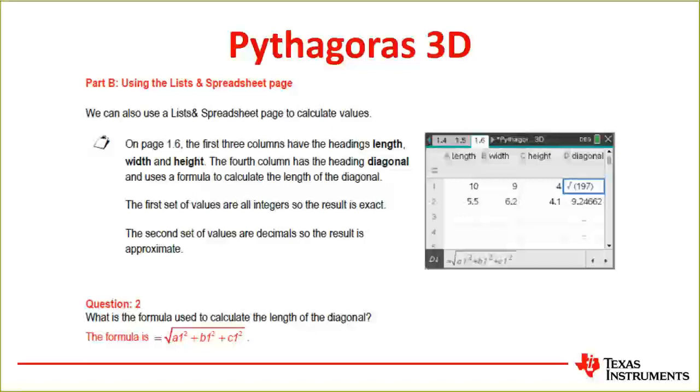Note also in that spreadsheet application that in the first row, the diagonal is expressed in exact form, and in the second row, as the length, the width, and the height are in floating point decimal form, it therefore occurs that the diagonal appears in floating point decimal form. So the form of the input plays a large role in the form of the output. I think this is a very nice introduction to the list and spreadsheet application in the guise of studying Pythagoras' theorem in 3 dimensions.